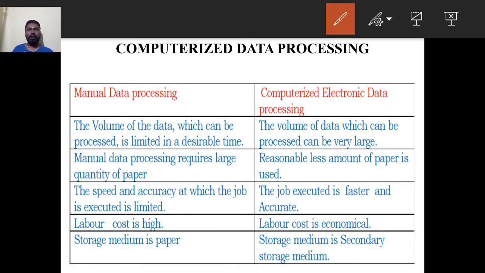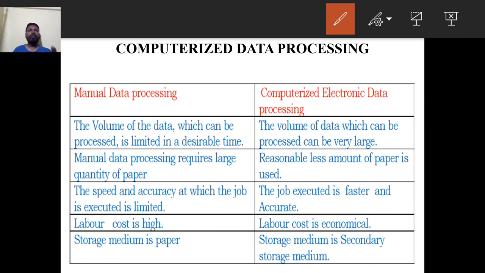So this is an important question. They may ask in a 2 mark or a 3 mark or 5 mark. From this chapter, they will ask one 1 mark, one 2 mark, one 3 mark and one 5 mark. So this is an important chapter. This question they may ask as 2 mark or 3 mark or 5 mark. Right. So first you have to understand what is manual data processing, what is computerized electronic data processing.